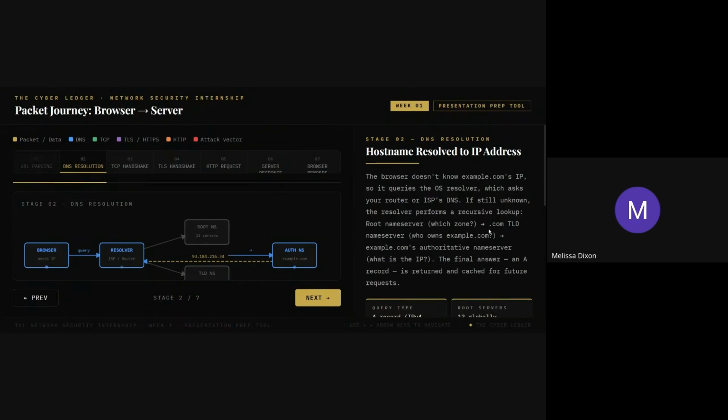So it's basically asking who owns example.com. Example.com's authoritative name server. So what's the IP? That sort of thing. And the answer is an A record. It's returned and cached for future requests.